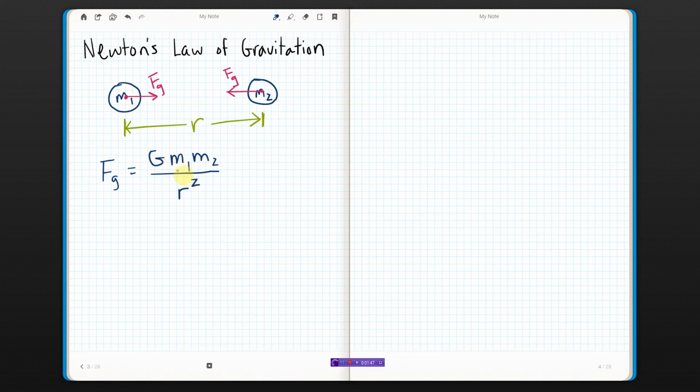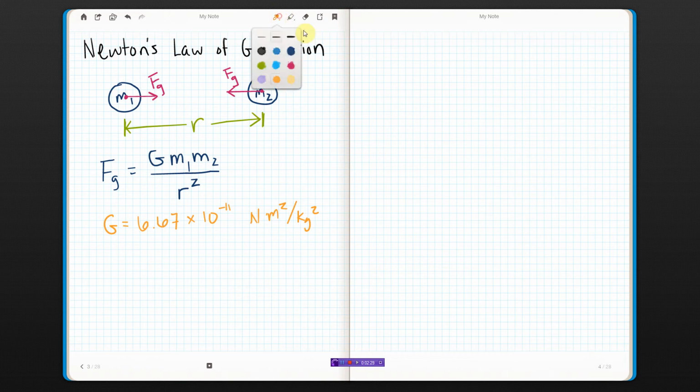Now this G is called a proportionality constant, and it is always the same number. This particular proportionality constant is called the gravitational constant, and it is always equal to, get ready for a big number, 6.67 times 10 to the negative 11th Newton meters squared per kilogram squared. Now, I need these units over on the side. Basically, this proportionality constant is here so that the units work out.